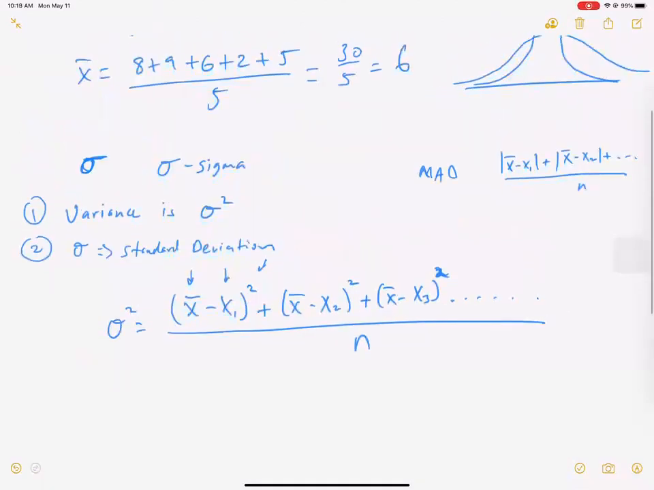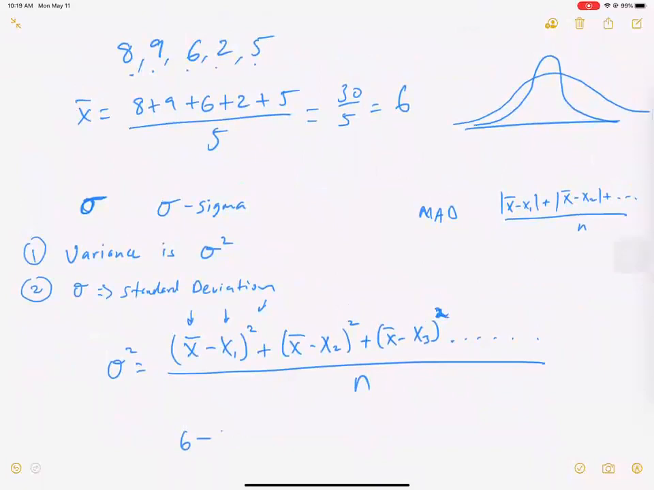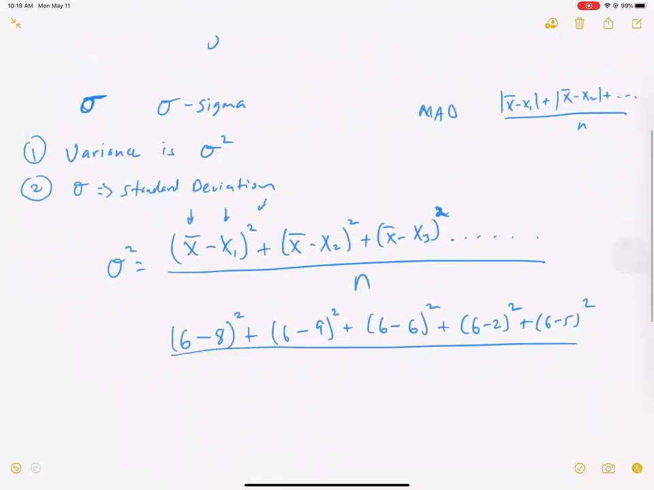So let's go ahead and do that with our numbers here. We said our average was 6. So we're going to say 6 minus our first term, which is 8, squared, plus 6 minus 9, squared, plus 6 minus 6, squared, plus 6 minus 2, squared, plus 6 minus 5, squared. Take all these values and divide by the number of values we had, 5.